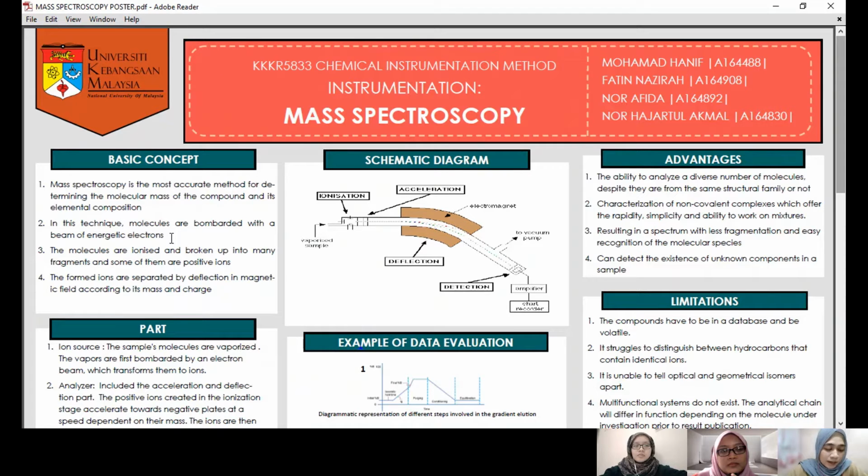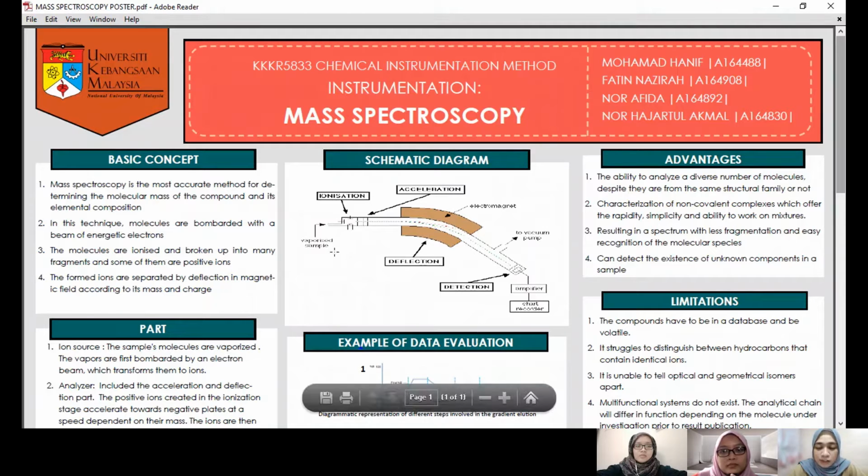The molecules are ionized and broken up into many fragments, and some of them are positive ions. The formed ions are separated by deflection in a magnetic field according to their mass and charge. Next, this is the schematic diagram for the mass spectroscopy. There are 4 stages according to the diagram shown. It consists of ionization, acceleration, deflection, and detection.